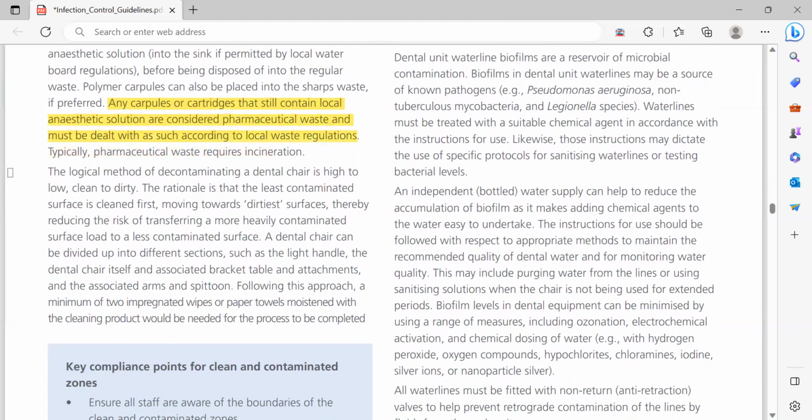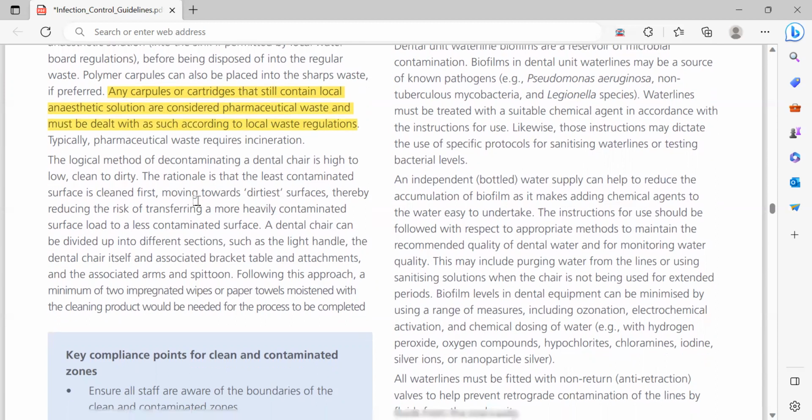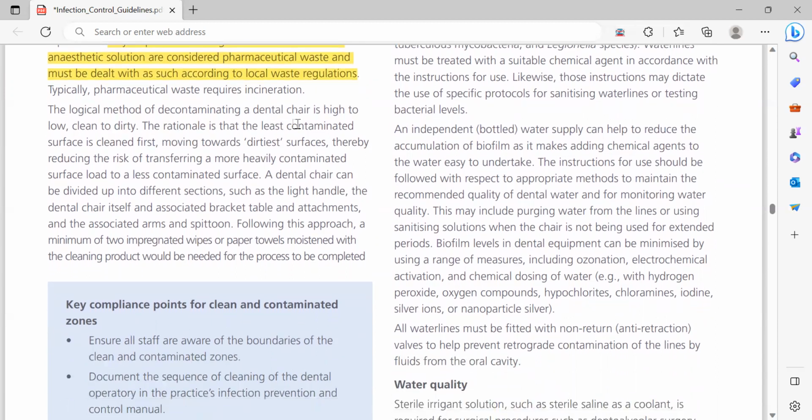So if there is any solution available in the cartridge, then it should go in pharmaceutical waste, not the sharp waste. Whatever the local waste regulations are, for example in Victoria, you should follow those. The logical method of decontaminating a dental chair is high to low, clean to dirty.